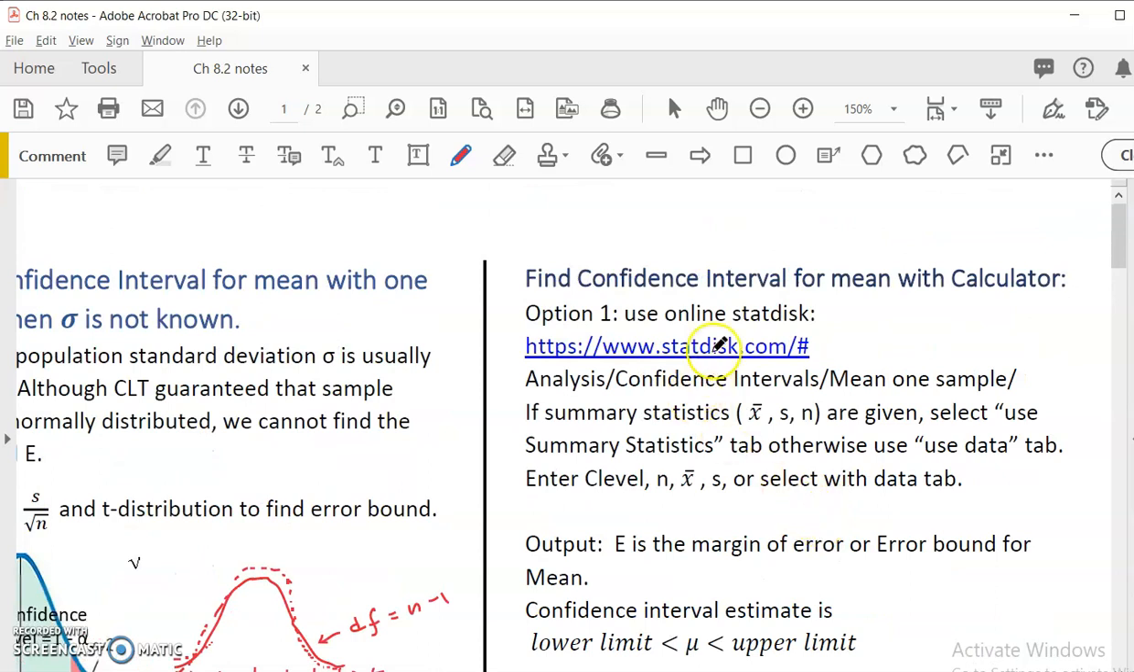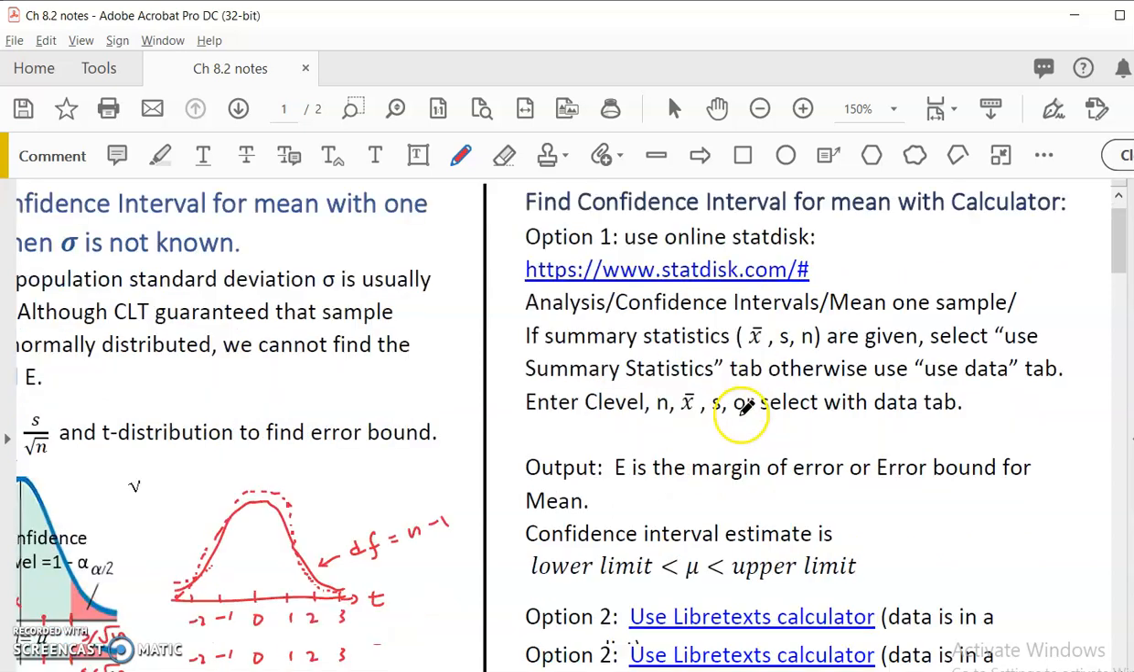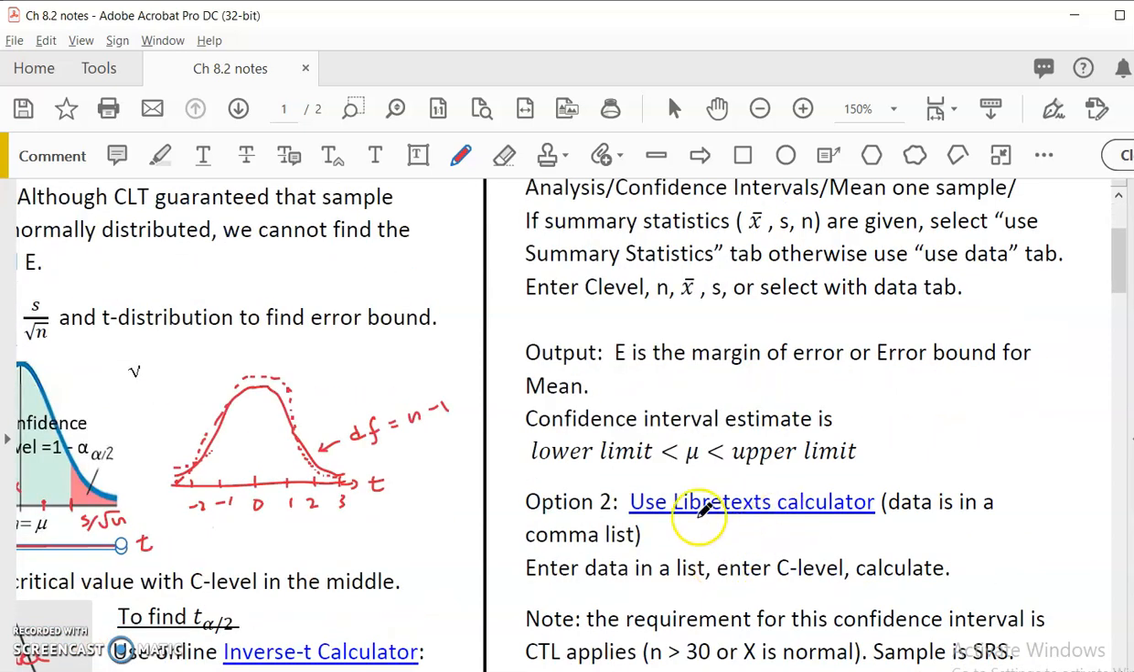But the online statistics calculator can do it for you, or they have programs that help you do this. You need to provide C level, X bar, S and N, or you will provide data. And if your data is in comma list, you would use the LibreText calculator.